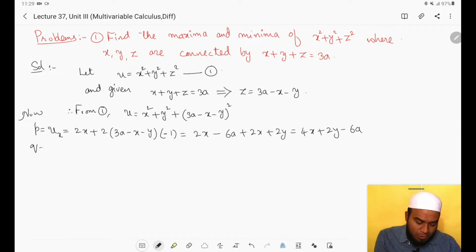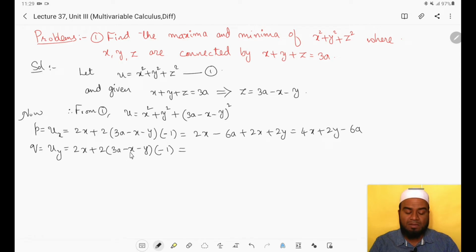Now what is q? Q is uy. You have to differentiate u with respect to y. X square derivative with respect to y is 0, y square derivative is 2y, plus 2x plus 2 into 3a minus x minus y. Again internal derivative with respect to y will give us minus 1, because 3a derivative will be 0, minus x derivative will be 0, minus y derivative with respect to y is minus 1. So here we will get 2y, because we are differentiating this u with respect to y, no? So x square derivative will become 0, y square derivative is 2y.